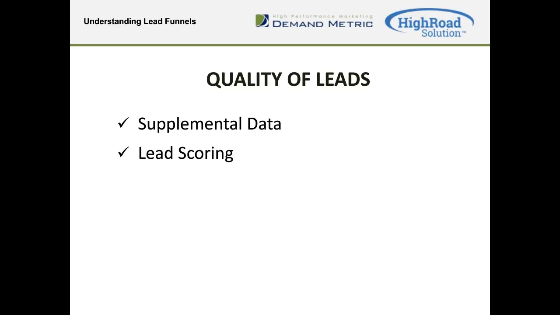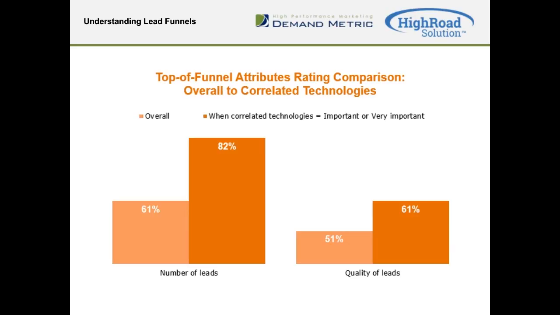The premise underlying this next chart is that technologies and approaches considered important are also in use. In the case of the rating for the number of leads captured, when correlated technologies and approaches like ABM, supplemental data, lead scoring, and business development inside sales reps are also considered important, that rating increases from 61 to 82%. That's pretty significant. In a similar fashion, the quality of leads rating, when the correlated technologies of supplemental data and lead scoring are also considered important, sees a rating increase from 51 to 61%. This obviously tells us that leveraging technology is making a difference here.